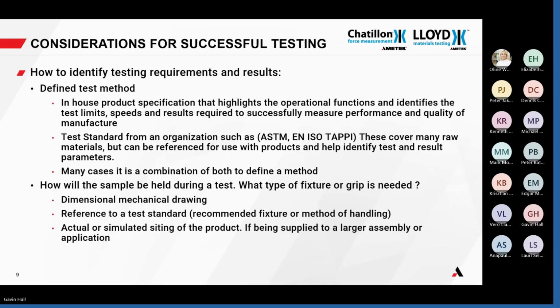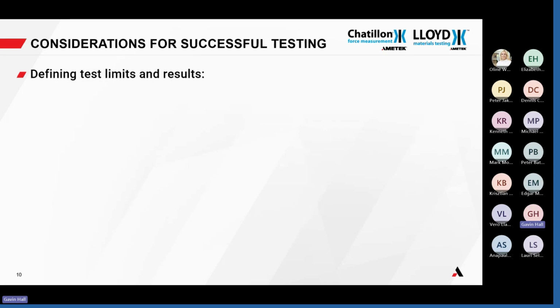And how are the products actually going to be simulated in the real world? Is it being supplied to a larger assembly? So part of that gripping procedure could be a sub-assembly that part fits into. That may need to be simulated or produced to hold that sample while it's under test.